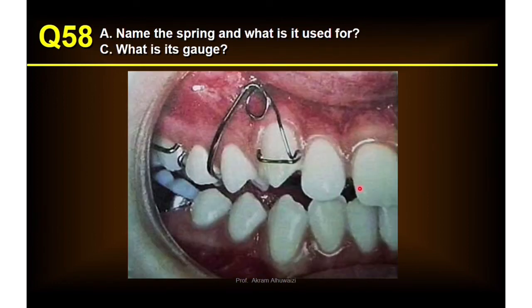Name the spring and what it is used for. This is a self-supported buccal canine retractor, and it is used to move the canine in a distal and palatal direction. What is its gauge? Because this is a self-supported buccal canine retractor, it is made of 0.7 mm stainless steel.